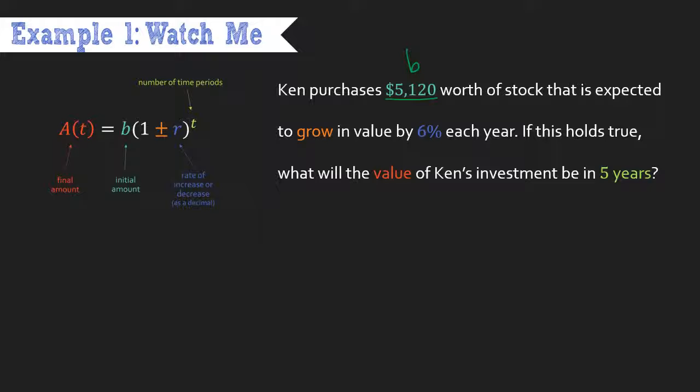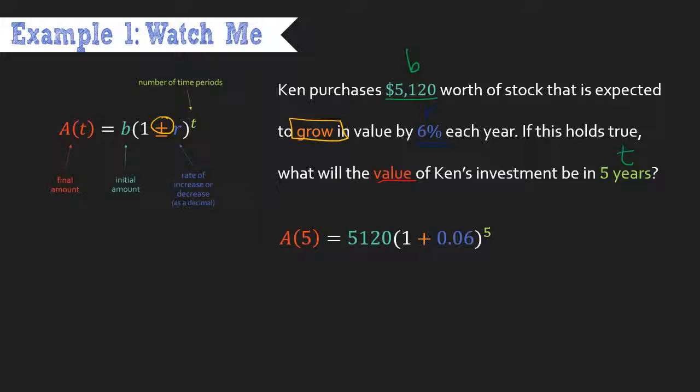And it's expected to grow. So since it's expected to grow, I'm going to be using the plus sign in my formula, not the minus sign. And they tell me it's going to grow by 6% each year. So that's going to be my rate. And if this holds true, we want to know the value. So this is going to be the answer in the end. And we want to know what the value is going to be in 5 years. So my value for T is going to be 5 years.